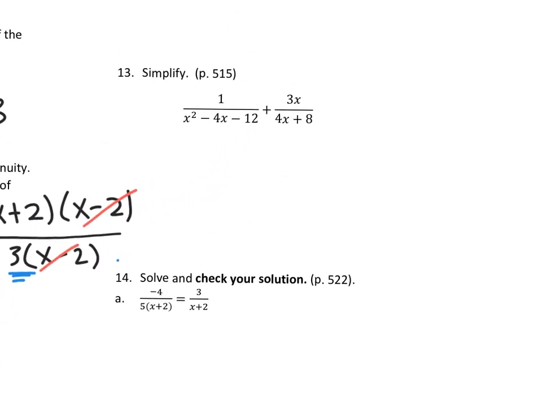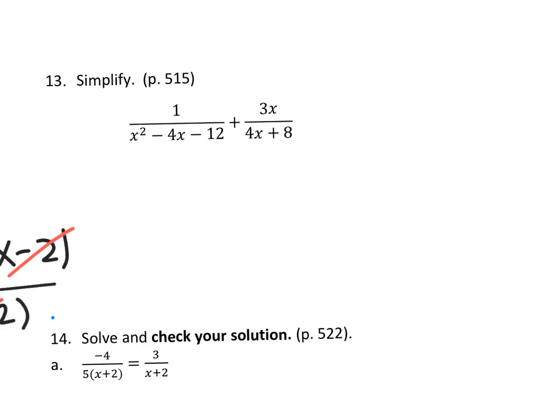Okay, so when you're adding and subtracting fractions, remember you need to get a common denominator. And sometimes in order to get a common denominator, you need to factor. So I'm going to factor out this denominator. And then I'm going to factor out this denominator.